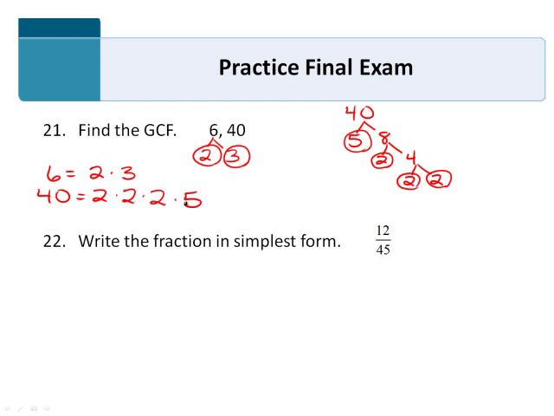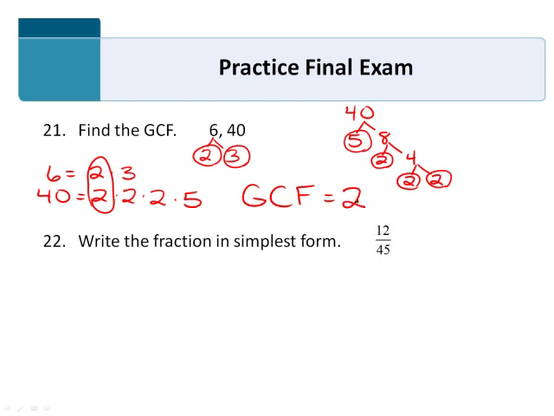Okay? Now, to find the GCF, remember you circle vertically up and down what they have in common. So the only thing they have in common is a 2. You do not multiply 2 times 2. You just say, what do they have in common? A 2. So the GCF is just 2.